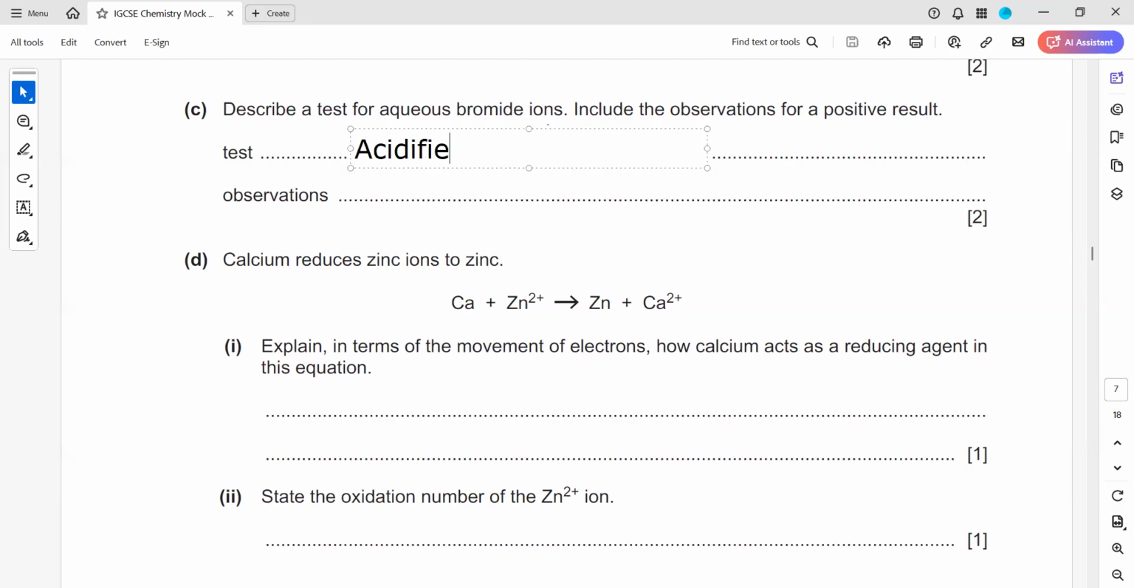White precipitate? White, no. Cream. Green precipitate? Green? Cream color. Acidified silver nitrate. What is the observation? You will observe a cream color precipitate.